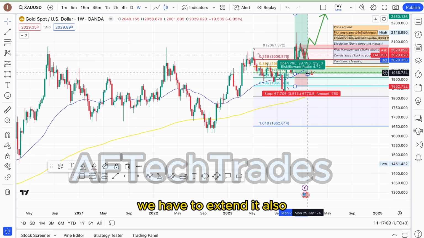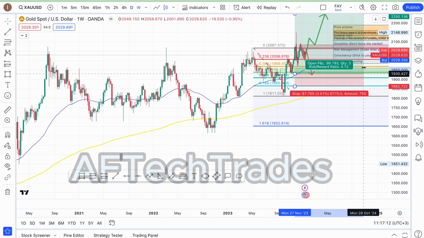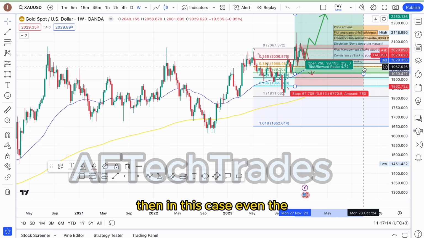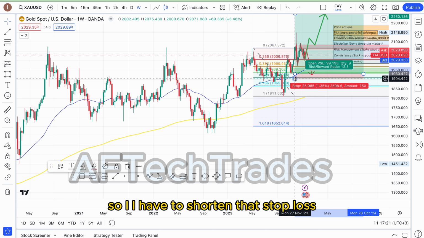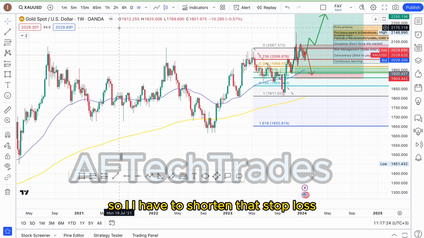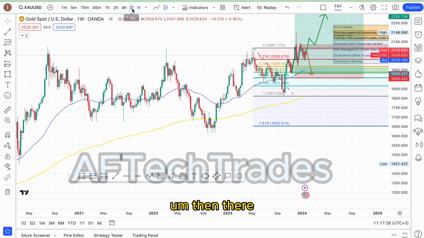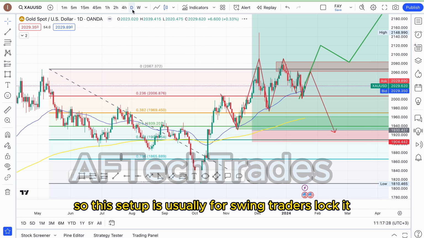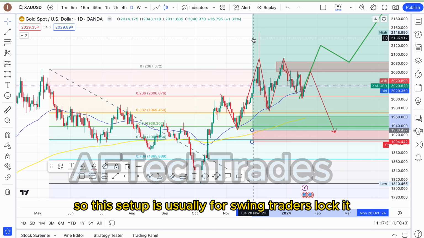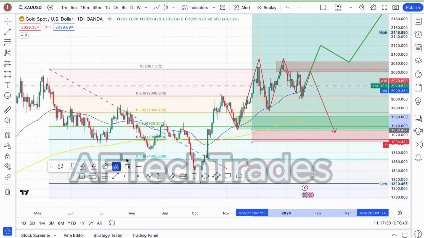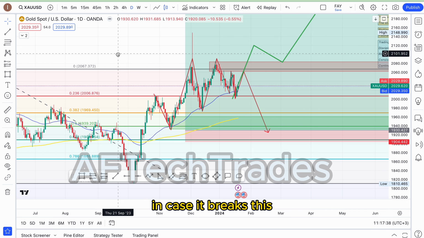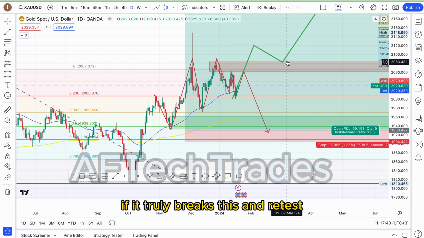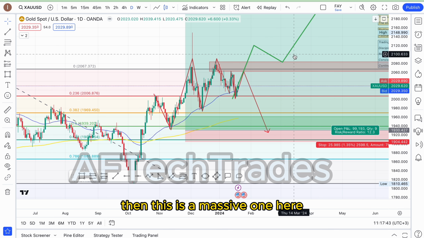We have to extend it also. Then in this case, the next Fibonacci level is here, so I have to shorten that stop loss. This setup is usually for swing traders. I lock it here because it's an interesting one. If it truly breaks this and retests, then this is a massive one.